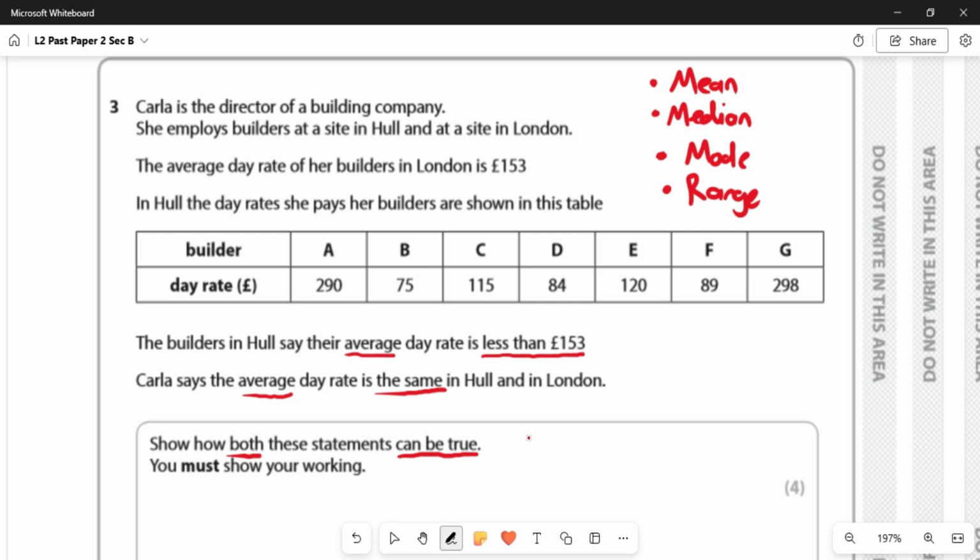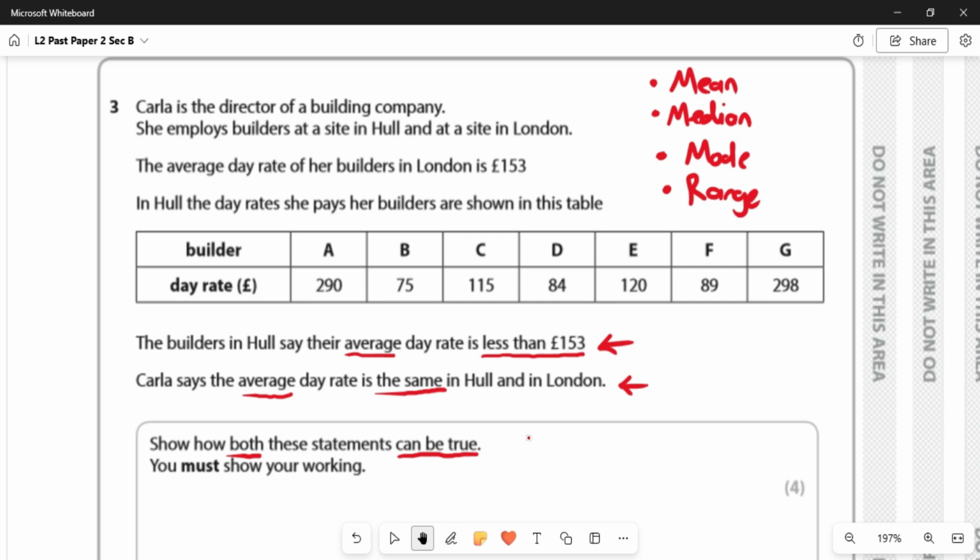So the only way that both statements can be true is if the builders used one type of average and they got this answer, and Carla uses a different type of average and she got this answer. That's the only way that both statements can be true. So we're going to have to check which of these averages applies to the builders, and which one applies to what Carla said.